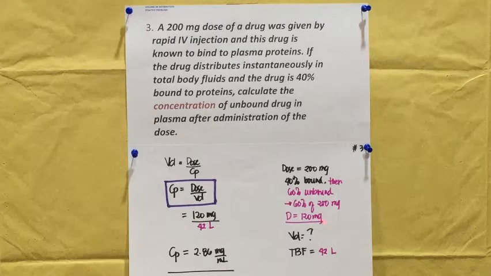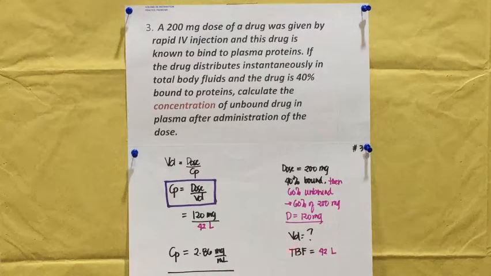So, anong ibig sabihin nito? This 120 milligram is the unbound drug. And this is the part of the drug that we are looking for the plasma concentration. So that is the first given, the dose.